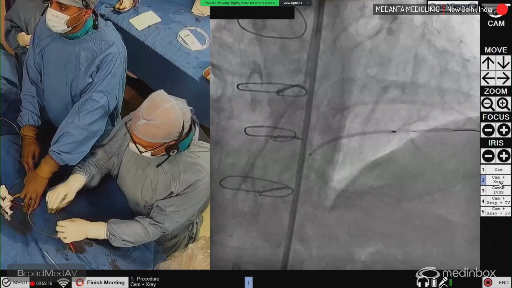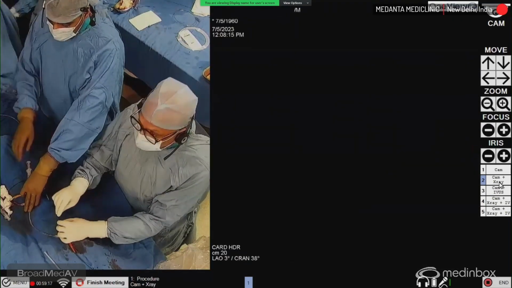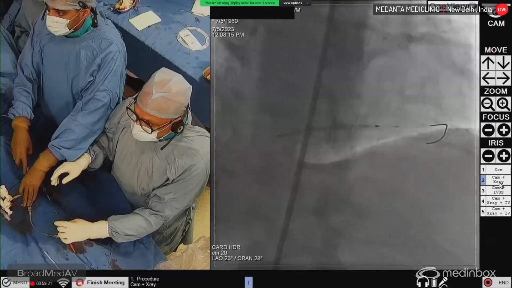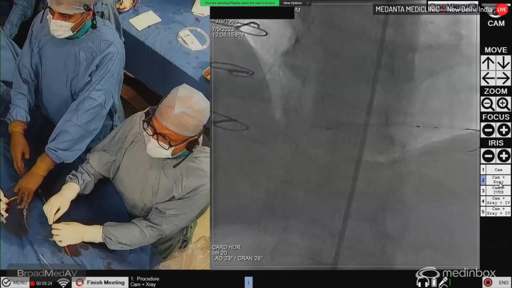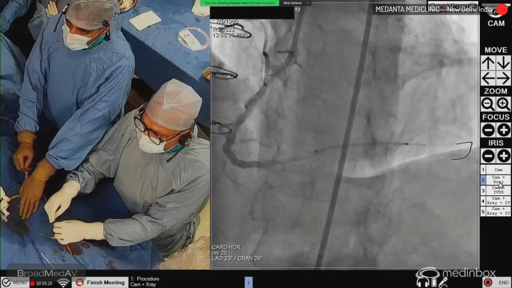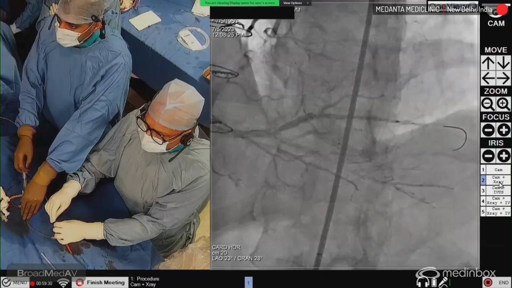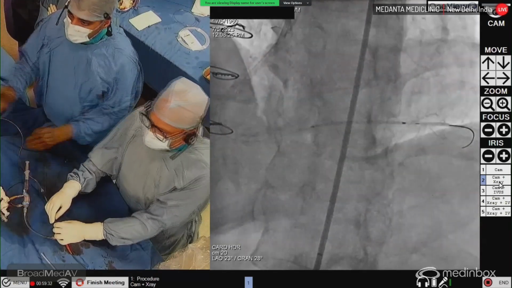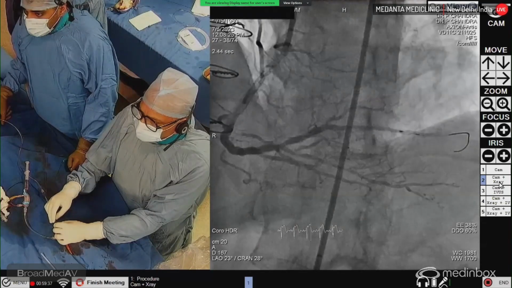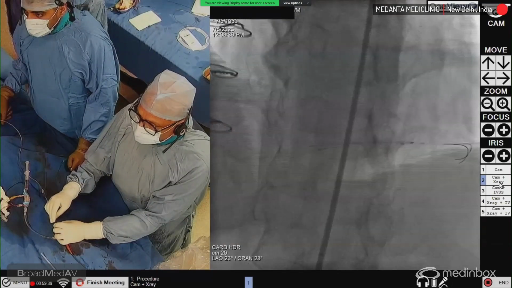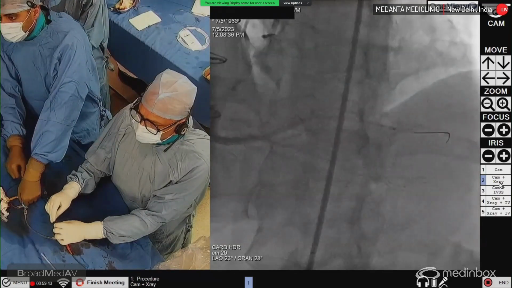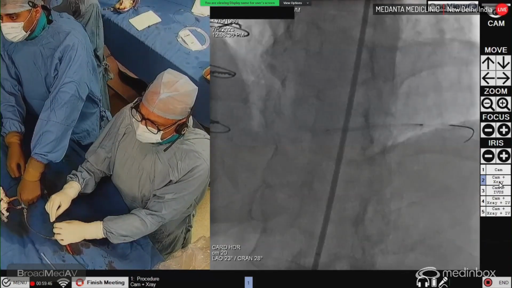Okay. Go to the LAO position. I will just bring this back a little bit because the artery is getting some obstruction because of the guide liner now. Okay, fine. Check, please. Yeah, this looks fine to me. A little bit distal we can go. Yeah, we can go a little distal. We have some space there. Okay.